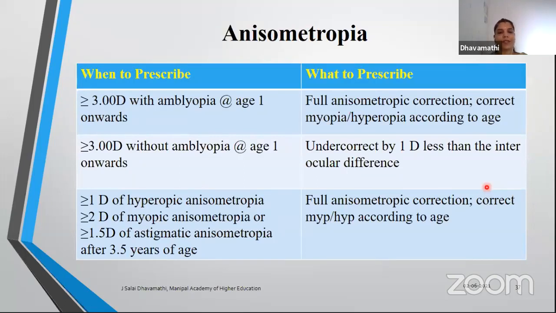when there is greater than 1 diopter of hyperopia or greater than 2 diopters of myopia, and greater than or equal to 1.5 diopters of astigmatic anisometropia at 3.5 years of age. So after prescribing all these things, you have to constantly monitor them and call for a follow-up. If you feel the child has myopia and the myopia is progressive, you should always have a follow-up with them and monitor them. If the child has progressive myopia, please suggest the myopia control options.